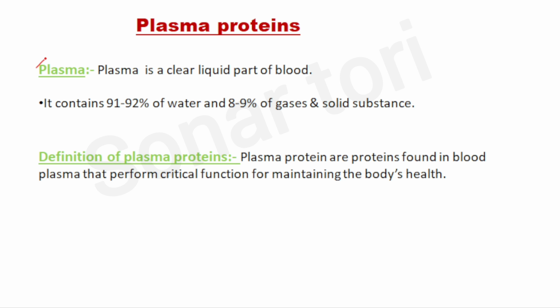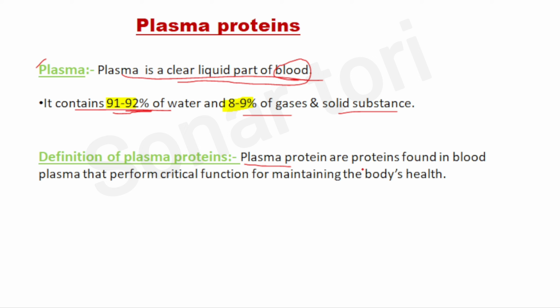So let's start. First of all, what is plasma? Plasma is a clear liquid part of blood. In our blood, plasma is the clear and liquid part. It is mainly reddish yellow in color and contains 91 to 92% water and 8 to 9% gaseous and solid substances. Then the definition of plasma protein.